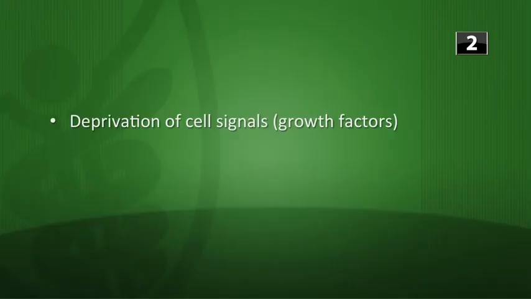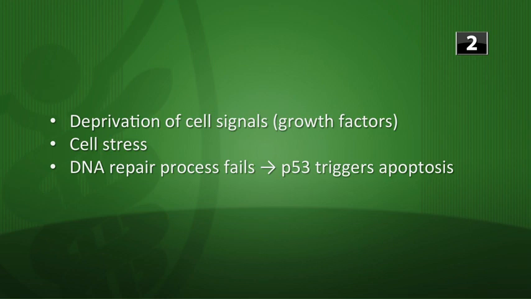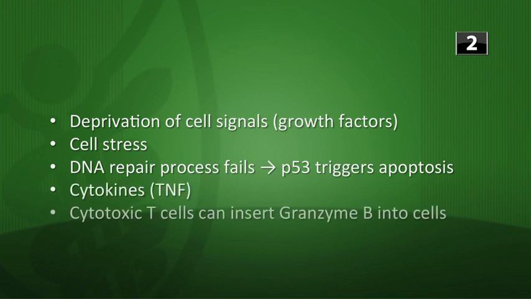Next question. What are some of these substances that can trigger apoptosis? So apoptosis is initiated when 1, cells are deprived of important cell signals such as growth factors. 2, if there's a lot of cell stress present. 3, DNA damage can be present, and that DNA repair process will fail, and that'll lead to p53 triggering apoptosis as well. 4, cytokines such as TNF can actually trigger apoptosis. And then 5, cytotoxic T cells can insert granzyme B into cells, and that's going to lead to an activation of caspases as well.